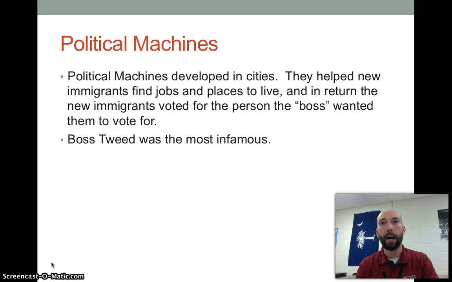Now, most times it's not them threatening them to vote for him. A lot of times it's just out of gratitude that, hey, that person got me a job, that person got me a place to live, so I'm going to vote for that person.